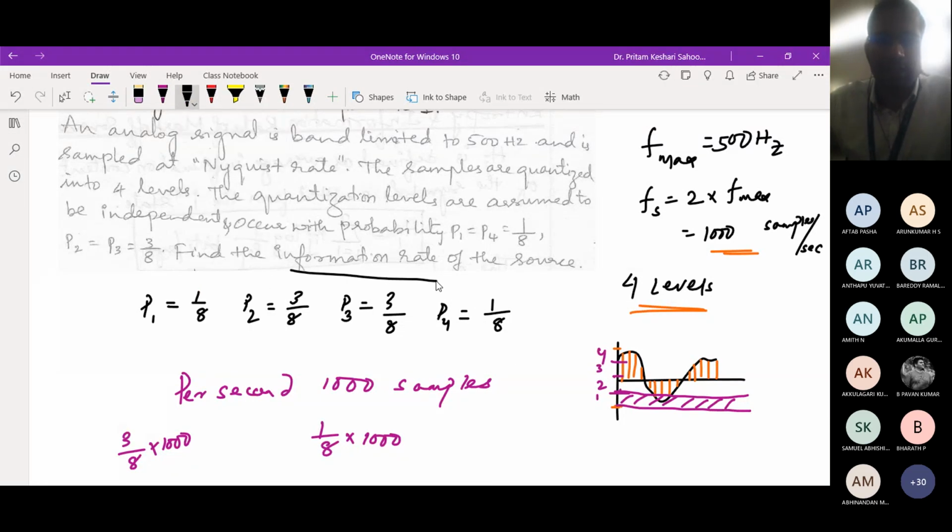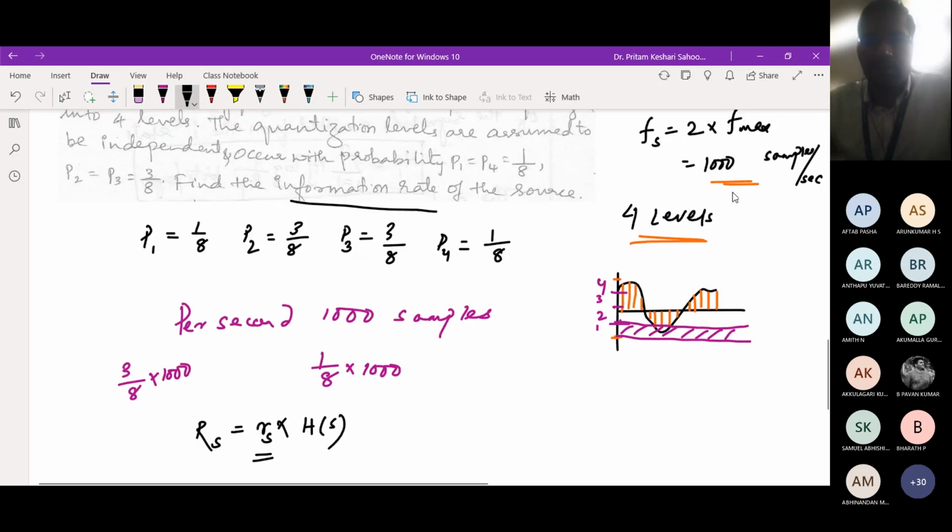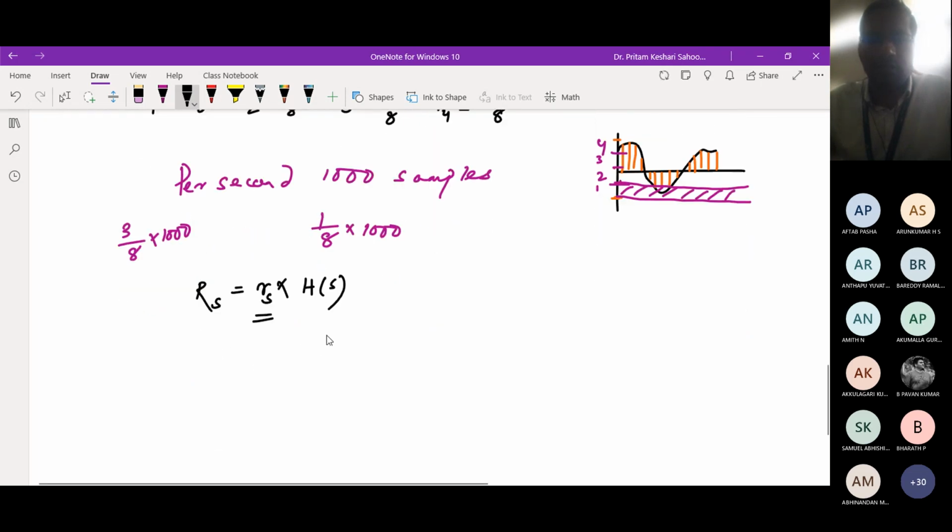Find out the information rate of the source. So information rate, we have to find out this one. That is the average information rate. So that is equal to RS into entropy. Okay, so what is RS? RS is the sample rate. At what rate the samples are transmitted multiplied by the average rate of information or average information. Okay, so RS value is given because we are transmitting 1000 samples per second. So RS is given. We have to only find out the average information.